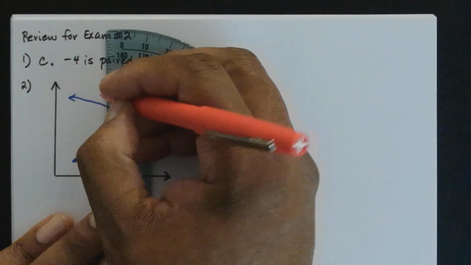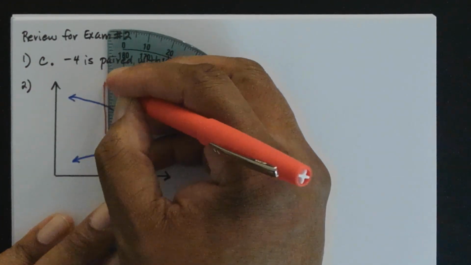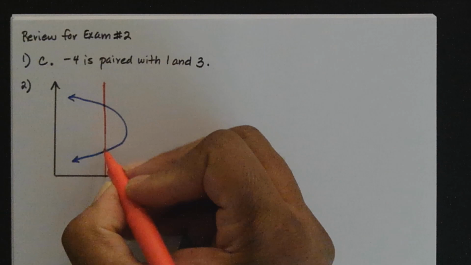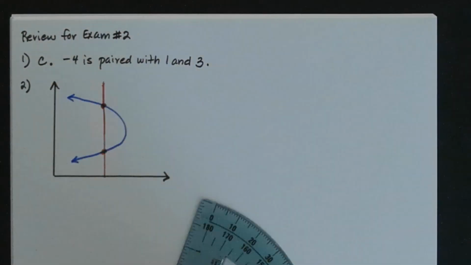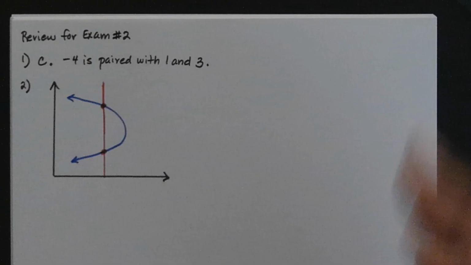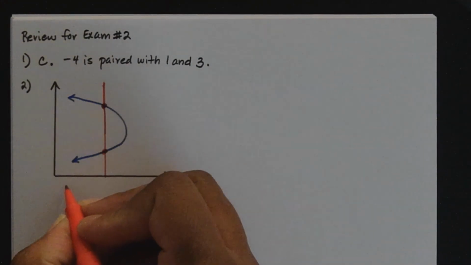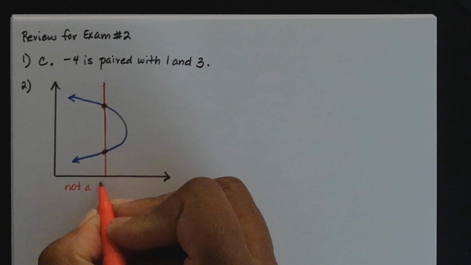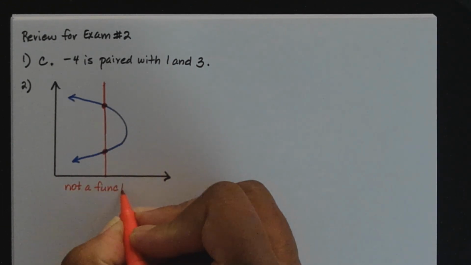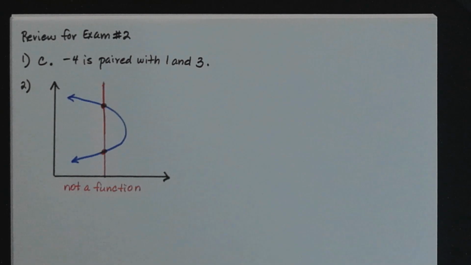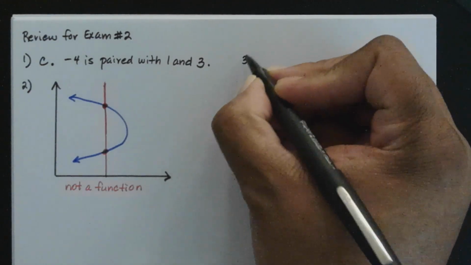No. Okay, and as you're going to see here with this vertical line, it's crossing the graph at 2 different places. So in this case here, this graph is not a function. Okay. All right. Are there any questions about problem number 2? Okay, now problem number 3, and I'll do problem number 3 over here.